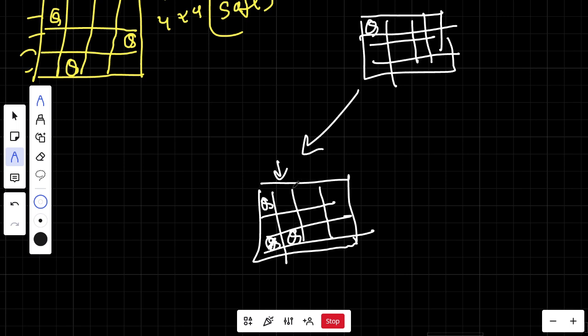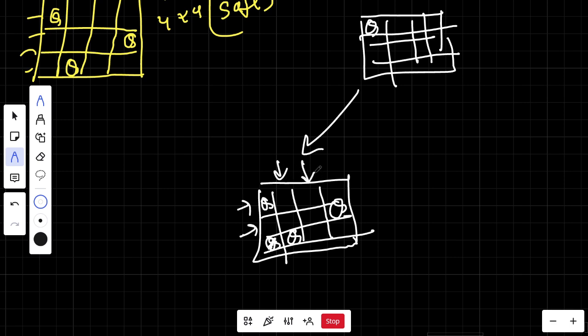Now come to the row. This row is done. Now coming to this row, can I put a queen over here? No, I cannot put a queen over here. Can I put a queen over here? No. Can I put here? No. Can I put a queen here? Yes. So I have completed one row, two rows, one column.